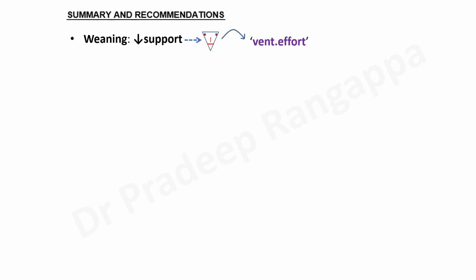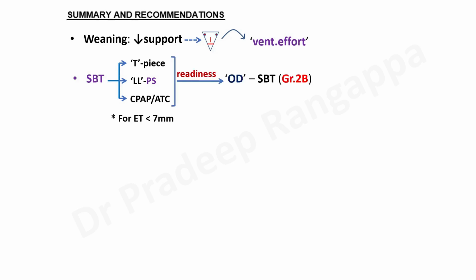So the summary and recommendation is that the whole process of weaning is reducing the support to the patient with regard to the ventilator effort that is offered. When we talk about weaning, we talk about a spontaneous breathing trial, which could be T-piece, gradual lowering of the pressure support, or putting the patient on CPAP or automatic tube compensation if you are dealing with a Puritan Bennett ventilator. For an endotracheal tube less than 7 millimeter, the suggestion and recommendation is to gradually lower the pressure support rather than putting them on T-piece, ATC or CPAP.